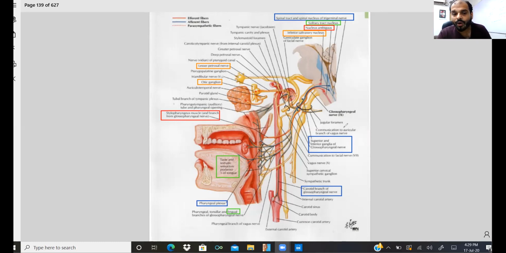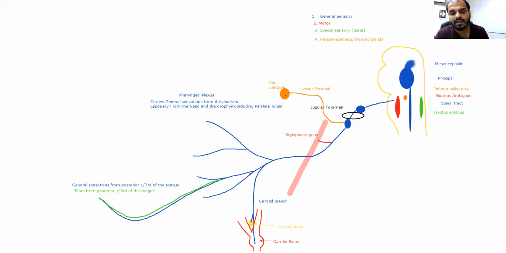Now look here. How many branches do we have in an orange color? Only one. One parasympathetic. In green color, only one. Special sensory, lingual. In red color, only one. Stylopharyngeus. Only motor. The remaining all branches are in blue color. That's all.